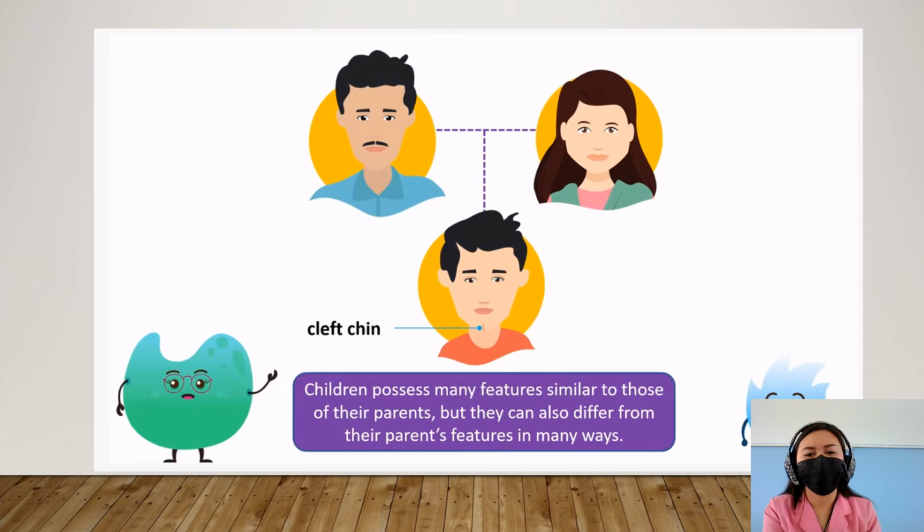So what if the children, for example, this one, his father may have a cleft, his mother may have a cleft too, but the son, me, the son has a cleft chin. Children possess many features similar to those of their parents, but they can also differ from their parents' features in many ways. It's not all that we can get from our parents. Sometimes we make our own.